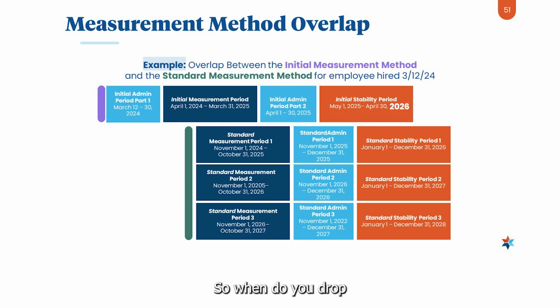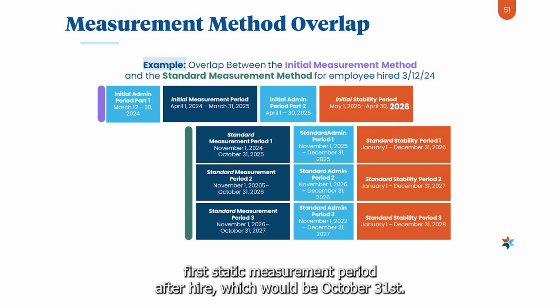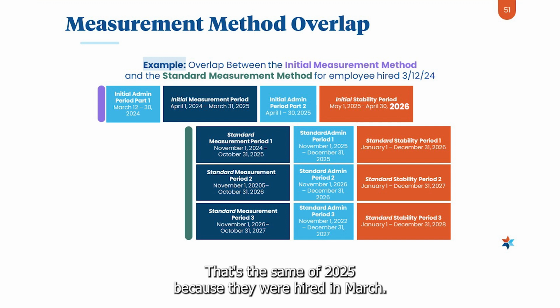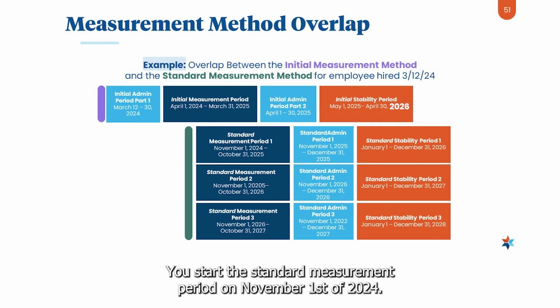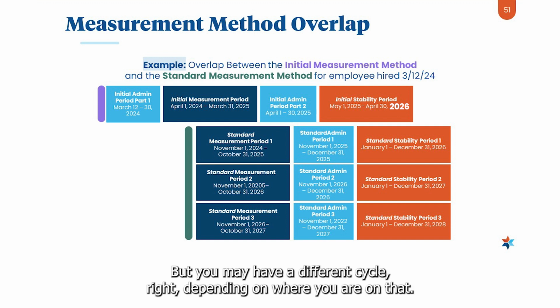So when do you drop the standard measurement period? Sorry, the initial, at the end of the full cycle. They technically become an ongoing employee at the end of the first standard measurement period after hire, which would be October 31st of 2025 because they were hired in March. You start the standard measurement period on November 1st of 2024. This assumes that this employer has a calendar year plan. We're doing that for simplicity, but you may have a different cycle, depending on where you are on that.